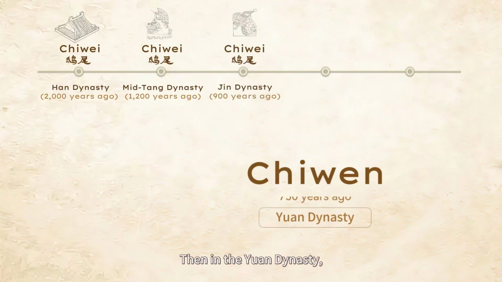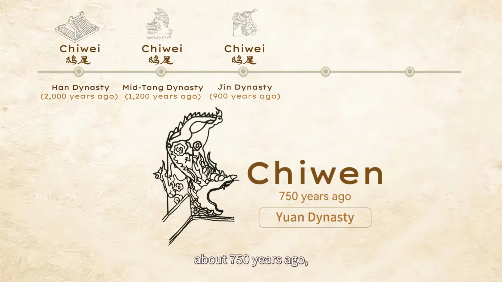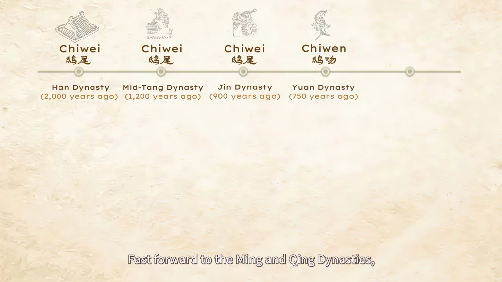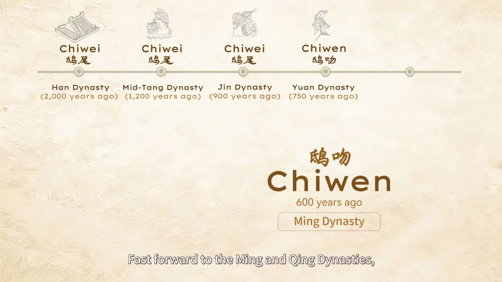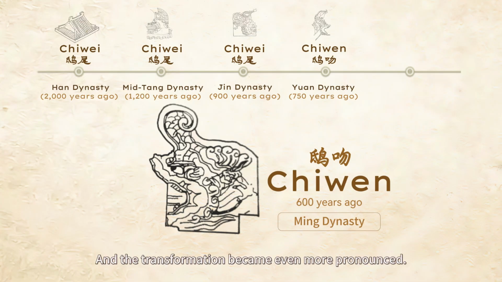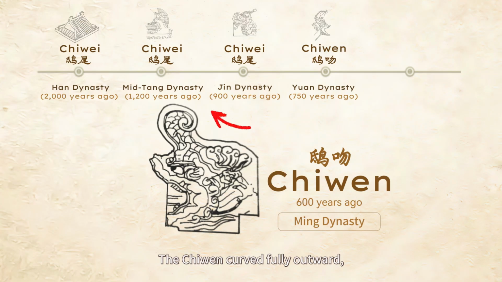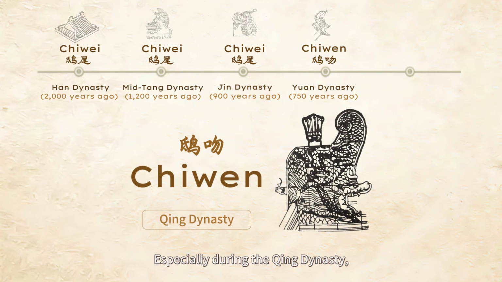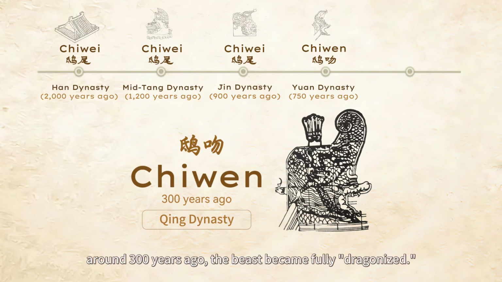Then, in the Yuan Dynasty, about 750 years ago, the shape began to curve outward more dramatically, and its name started to change. It was now called the Chiwen. Fast forward to the Ming and Qing dynasties, from about 600 to just 100 years ago, and the transformation became even more pronounced. The Chiwen curved fully outward, forming a spiral disc-like shape, its proportions more square than rectangular, especially during the Qing dynasty, around 300 years ago.